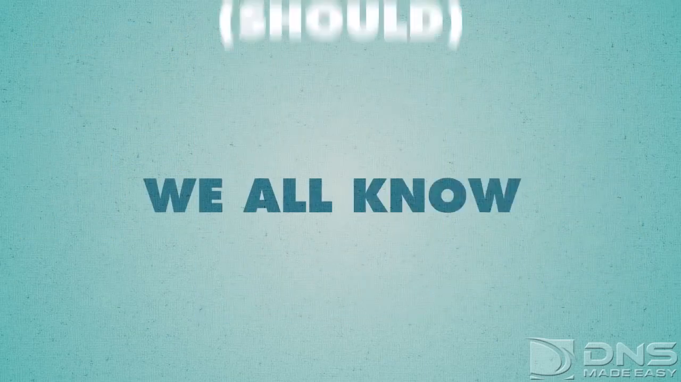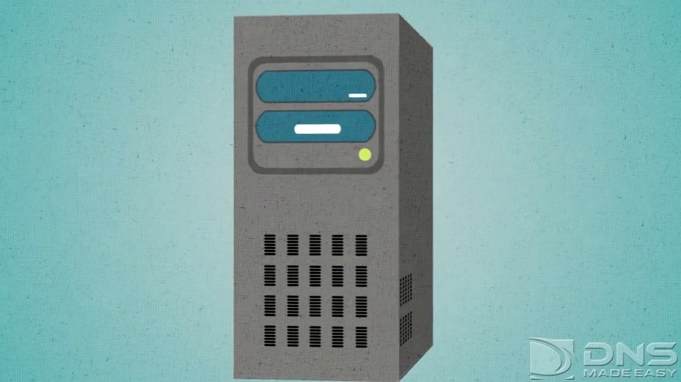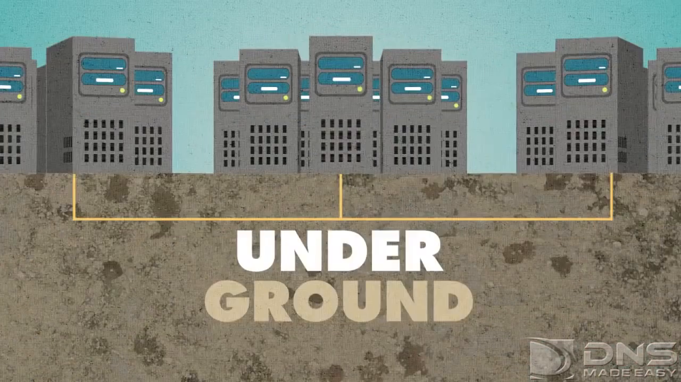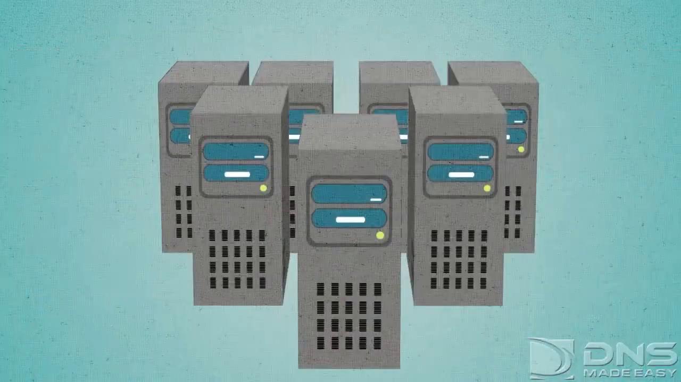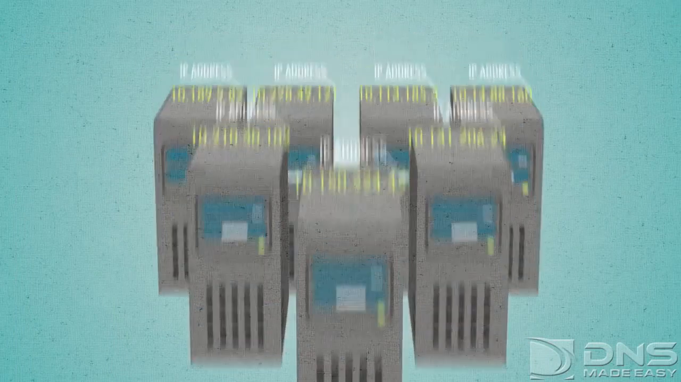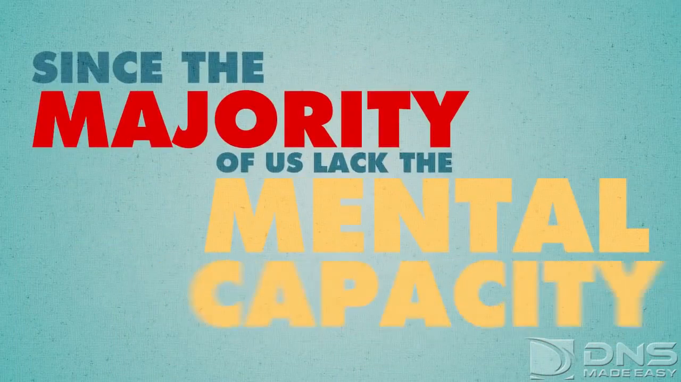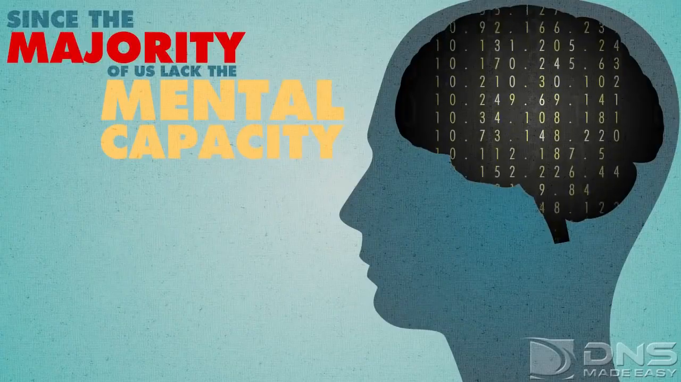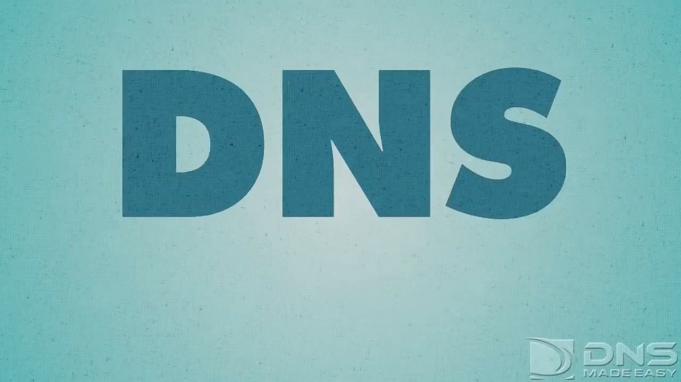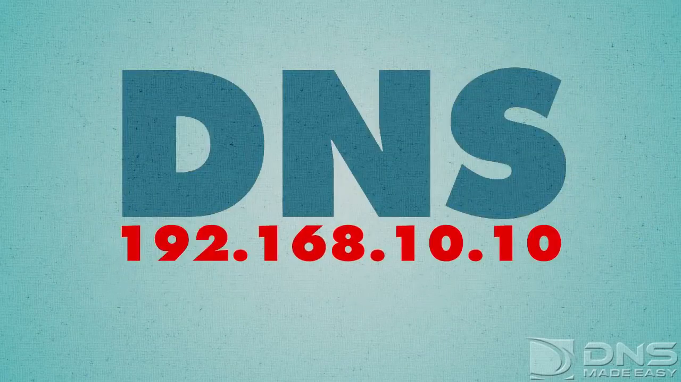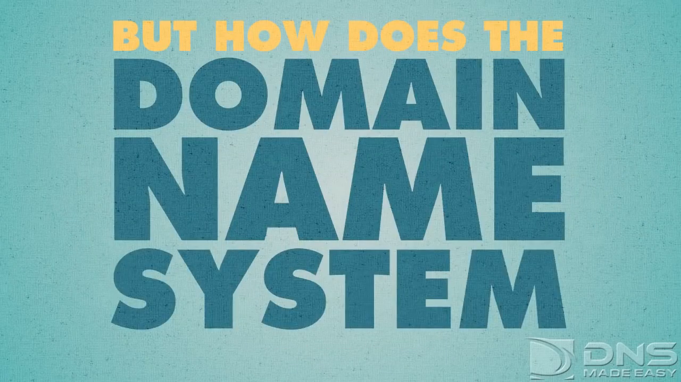We all know, or should know, that the computers that make up the internet are set up in large networks that communicate with each other via underground or underwater wires and are identified using strings of numbers known as IP addresses. Since the majority of us lack the mental capacity to sort through and retain hundreds of numerical series, DNS is used to translate an actual name into these numbers. But how does the domain name system work?